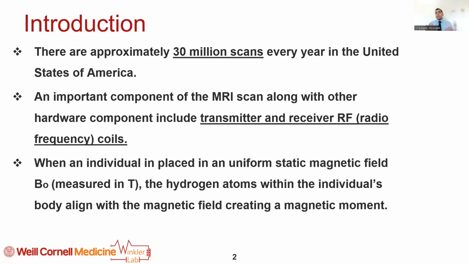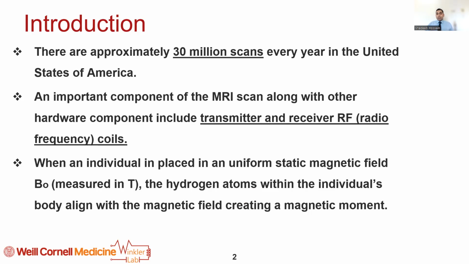So, exactly what is this topic about? Let me start with a brief introduction. There are almost 30 million scans done in the United States alone every year. Among the other parts of the MRI scan, there's one major component, and that is the transmitter and receiver RF coils. So, what do the receiver and transmitter RF coils basically do?